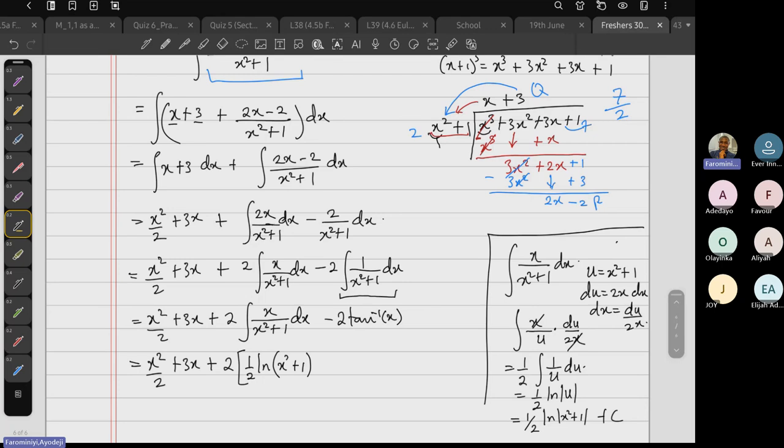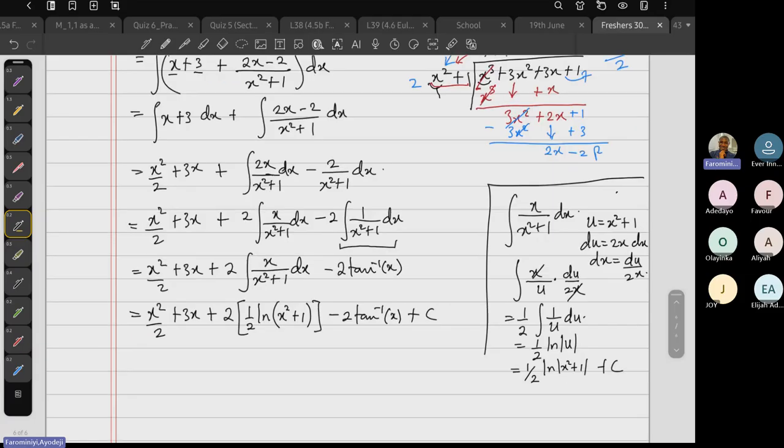Then minus 2 tan inverse of x plus c. So finally, the 2 cancels the 2 here. So we have x squared over 2 plus 3x plus natural log of x squared plus 1 minus 2 tan inverse of x plus c. That is the answer to that question.